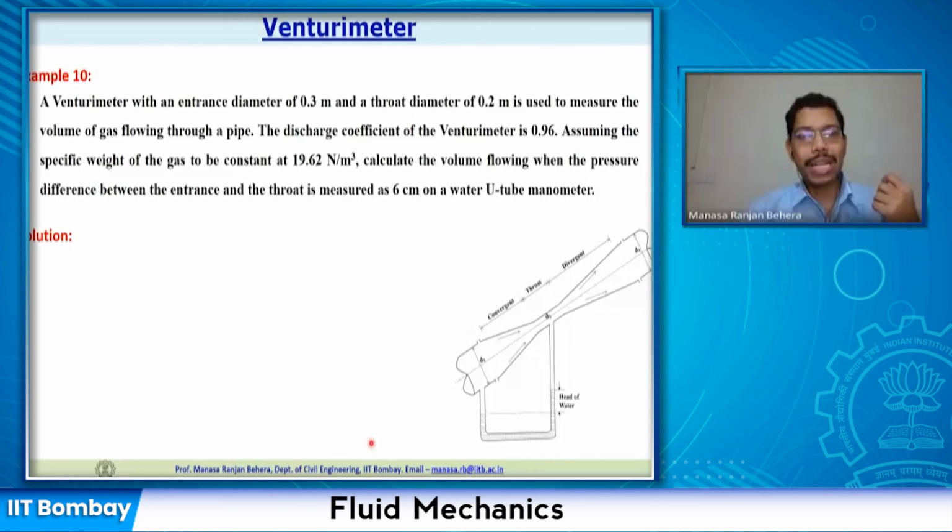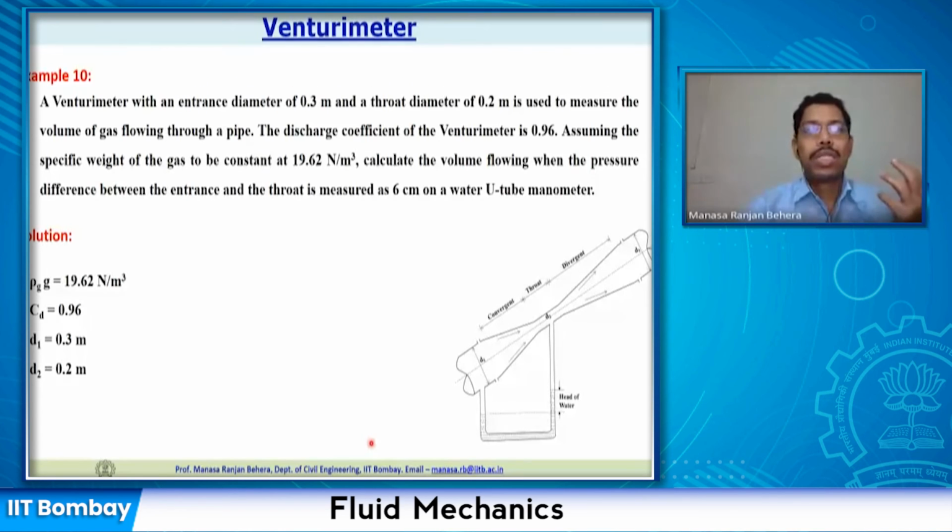What are the parameters that are given? We know the unit weight is given. Okay. So that is nothing but your gamma g, rho g. Rho g subscript is basically for the gas, multiplied with the gravitational acceleration. So rho g is 19.62 Newton per meter cube. CD is the discharge coefficient, that's given 0.96.